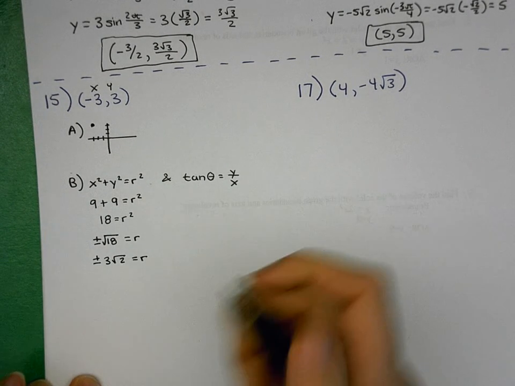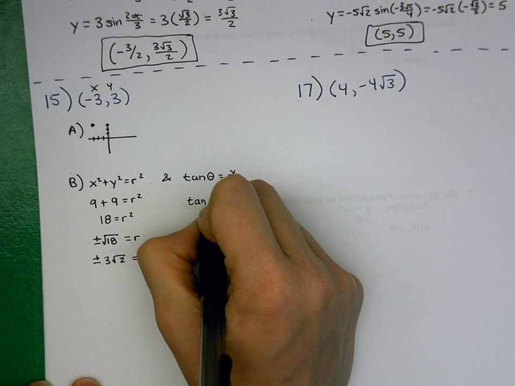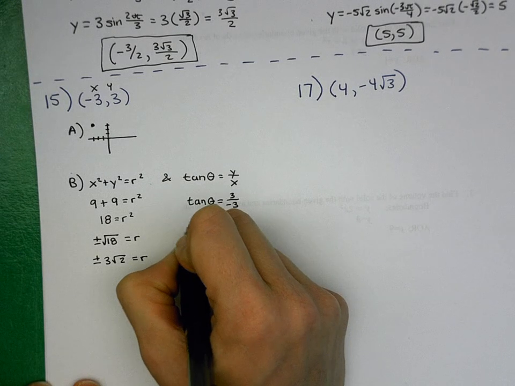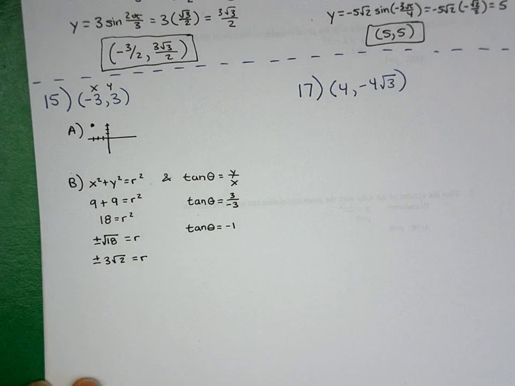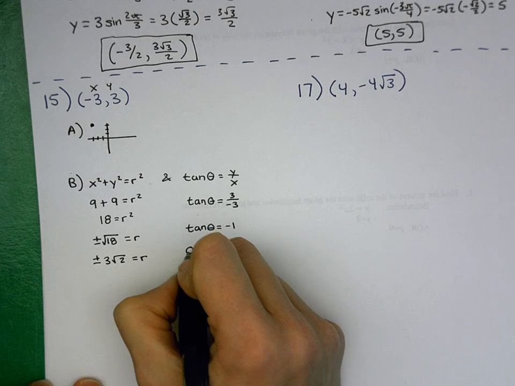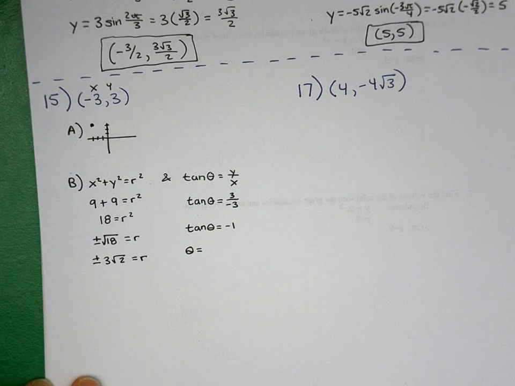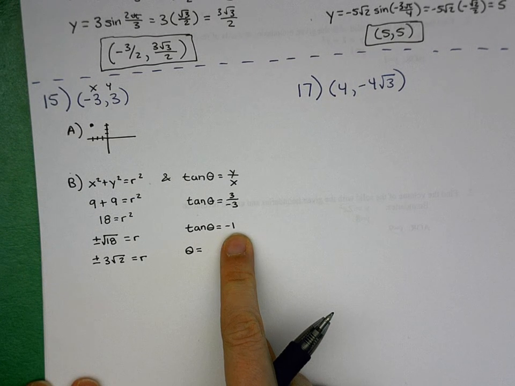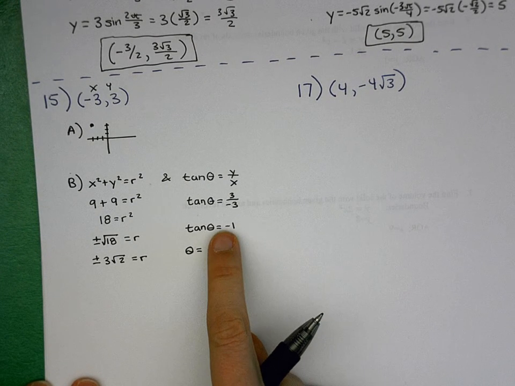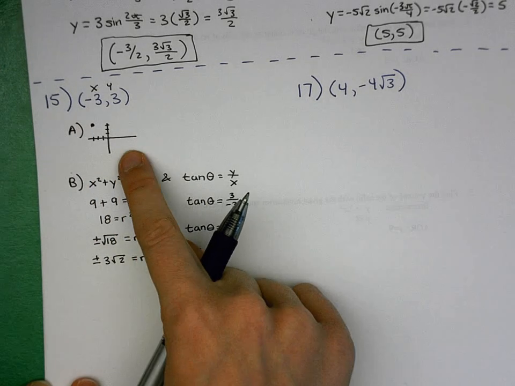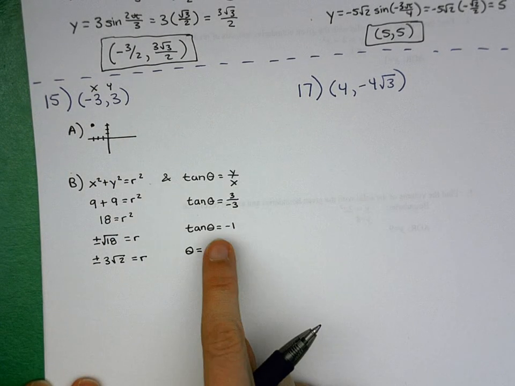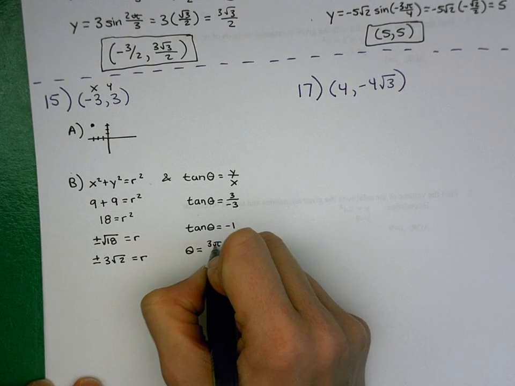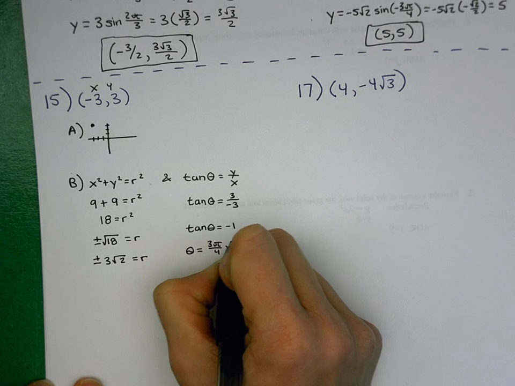Over here we have tangent theta equals y over x. So y is 3 over x, negative 3, which means that tangent of theta equals negative 1. Well, what angle measures would give me a tangent of negative 1? The angle that gives me a tangent of 1 is the pi over 4 angle. And then I want tangent to be negative, so I want to be in the second or fourth quadrant, because tangent is positive in the first and third. So what are the pi over 4 angles in the second or fourth quadrant? In the second quadrant, it's 3 pi over 4. In the fourth, it's 7 pi over 4.